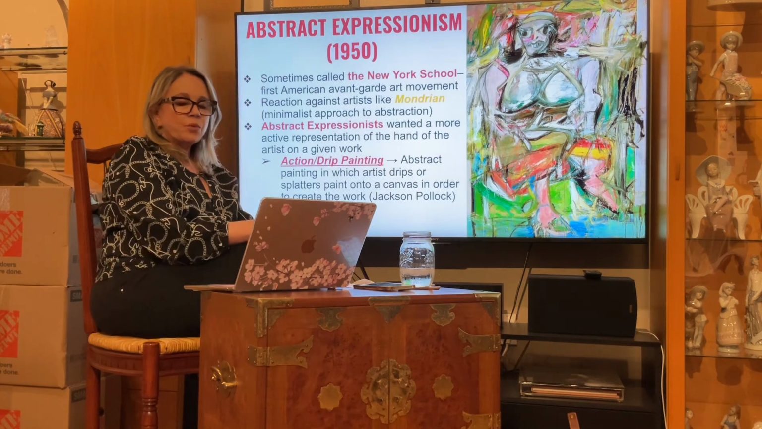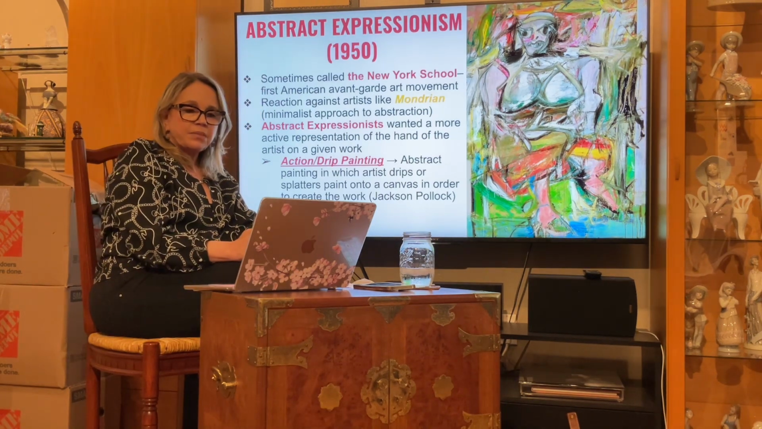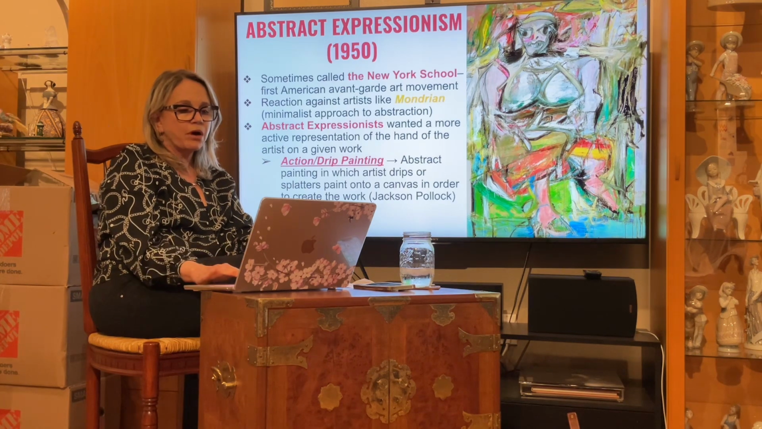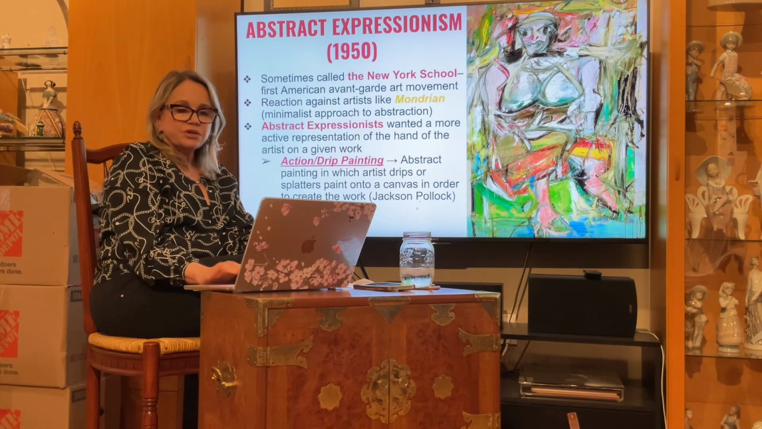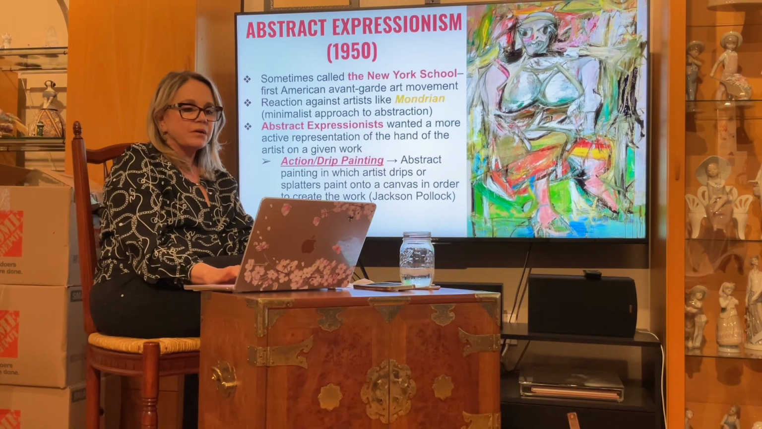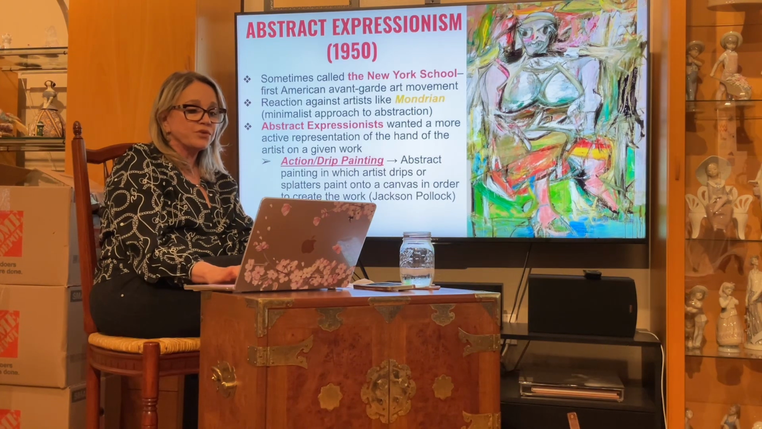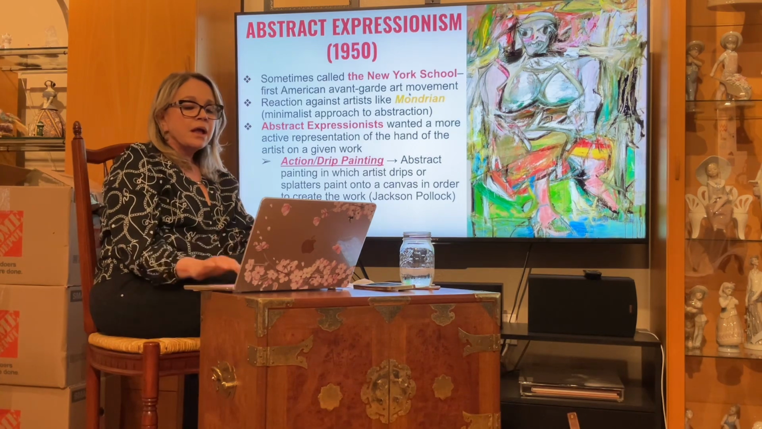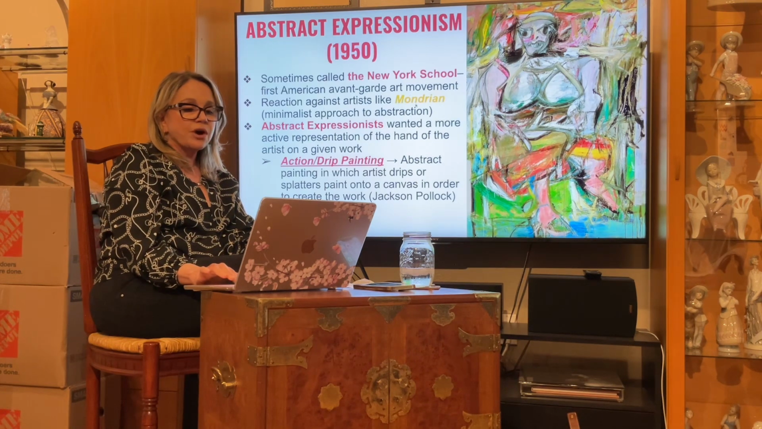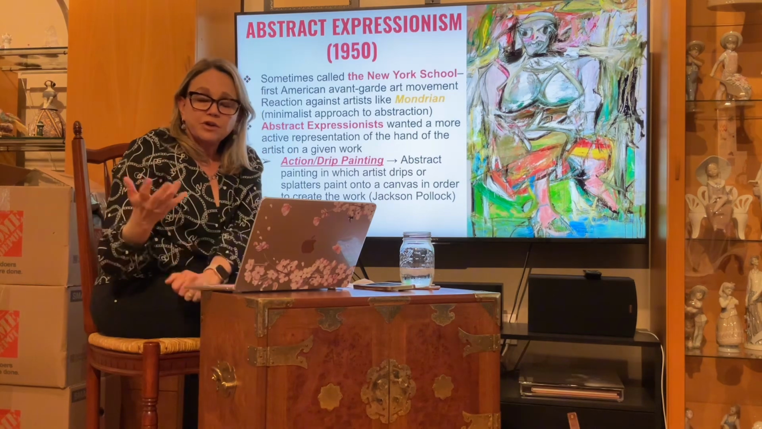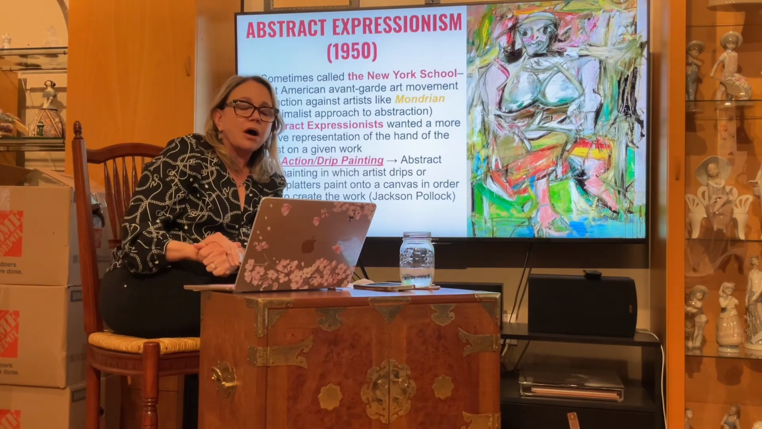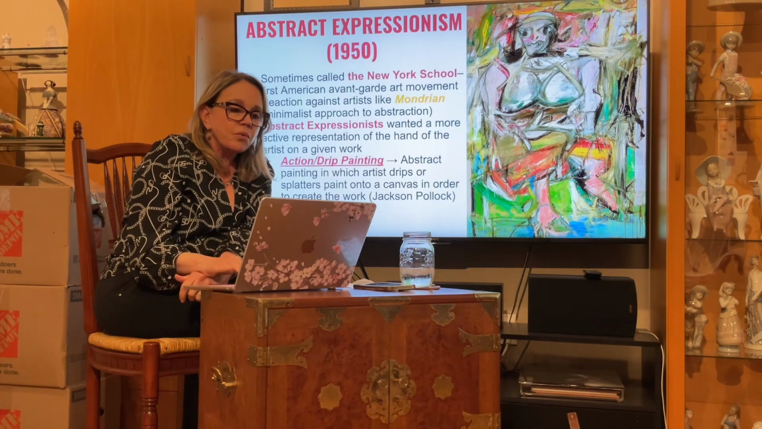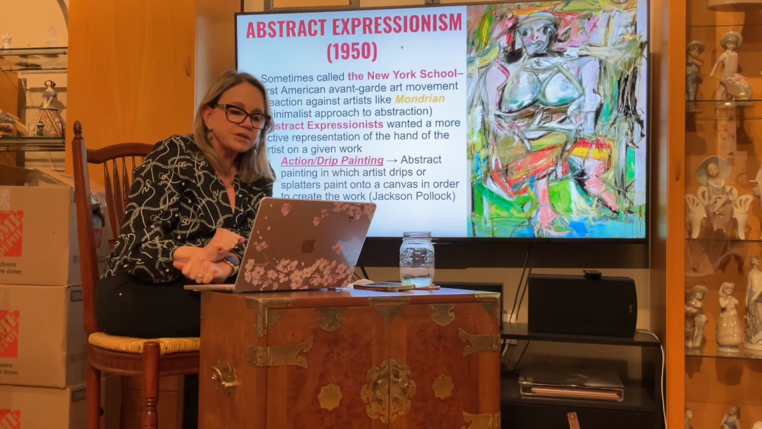Okay. We've looked at Willem de Kooning, and we've also talked about Mondrian. And just as a brief reminder, the New York School, the first American avant-garde art movement, is something important to remember. This was a reaction against artists like Piet Mondrian, the one that we just saw with red, blue, and yellow. So what were the abstract expressionists looking for?